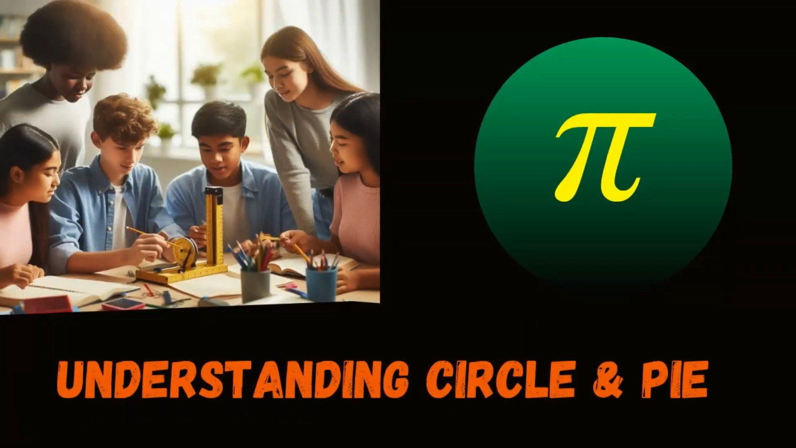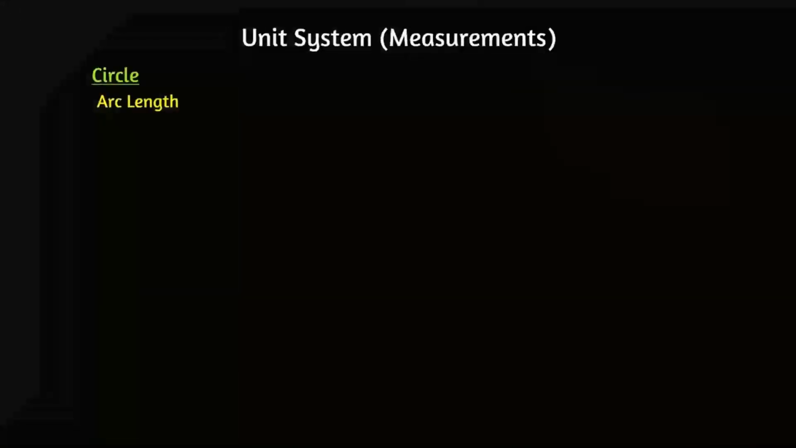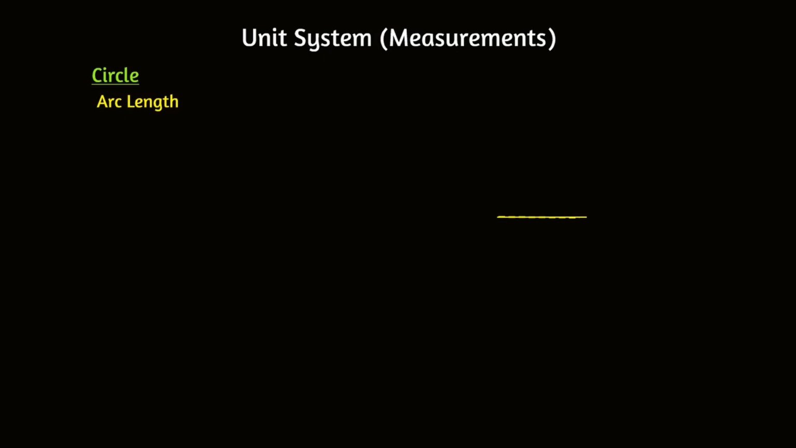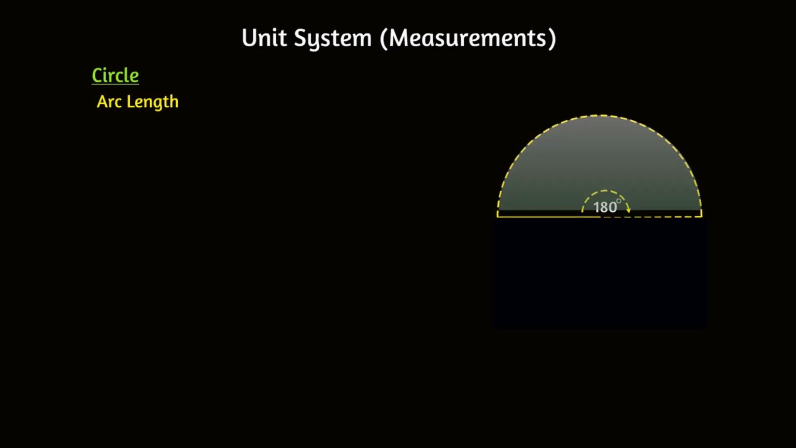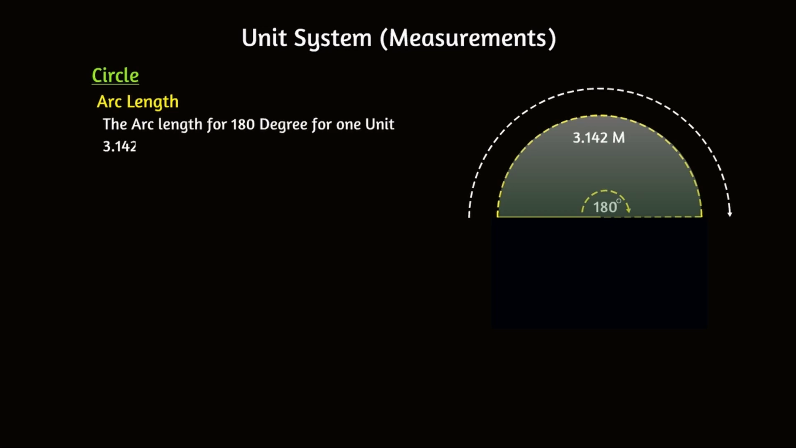Understanding the circle and the value of pi. Let's now explore the circle in detail and how the value of pi is derived. What is a circle? Take a 1 meter long rope, hold it tightly, and draw an arc on any surface by rotating it up to 180 degrees. This will form a semicircle. The arc length of this semicircle will be 3.142 meters.